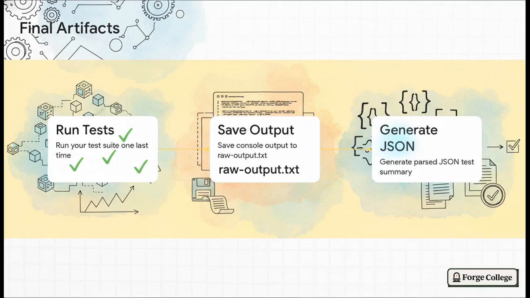Step 1, you run your test suite one last time. Step 2, you save that raw console output into a raw output.txt file. And Step 3, you generate that parsed JSON test summary we just discussed. Together, these two documents act as your concrete test evidence package. They permanently prove your modular system does exactly what it is supposed to do.